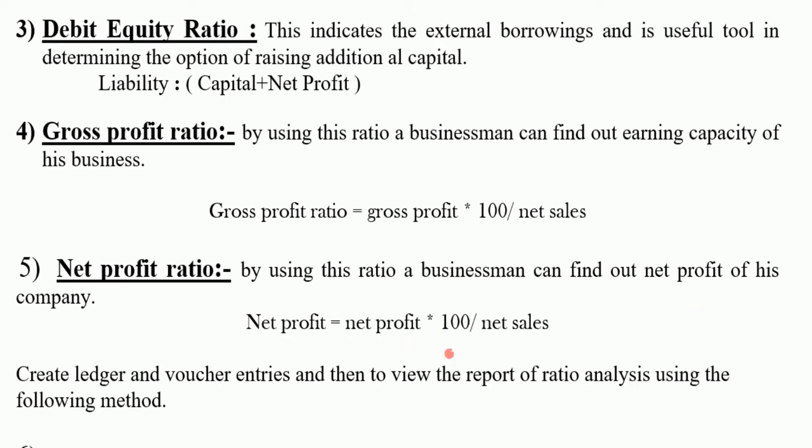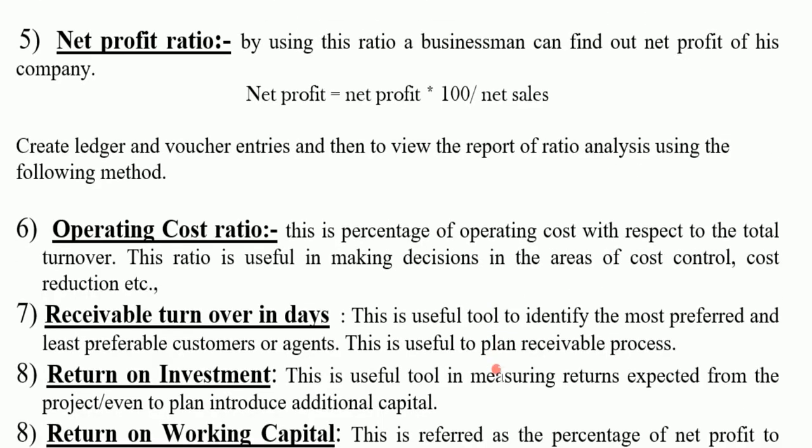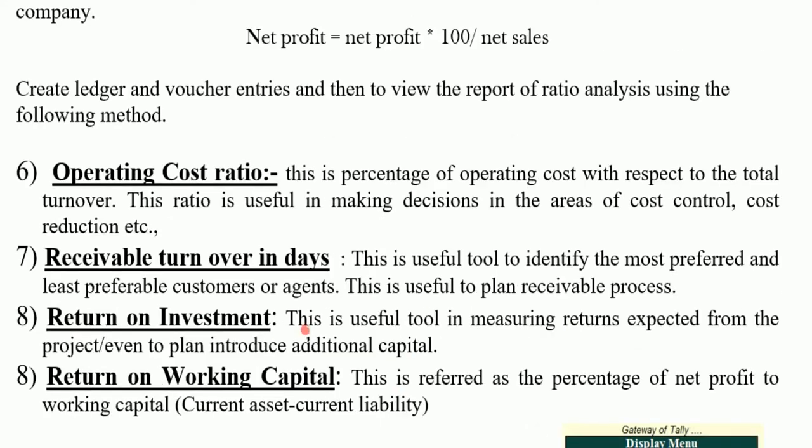Then the net profit ratio. This ratio is helpful to find out the net profit of a company or a business. That is net profit into 100 divided by net sales. Then the operating cost ratio. This is the percentage of operating cost with respect to the total turnover. This ratio is useful to make decisions in cost control and cost reductions, etc.